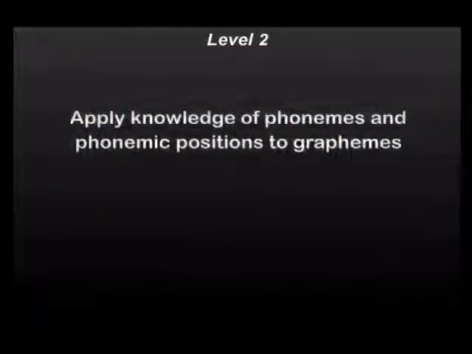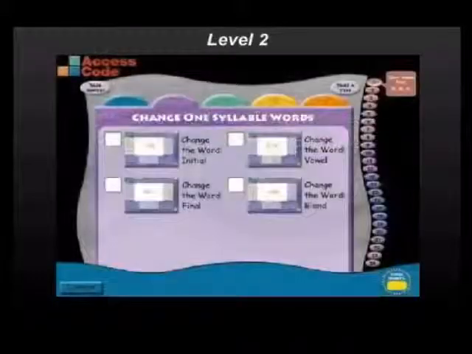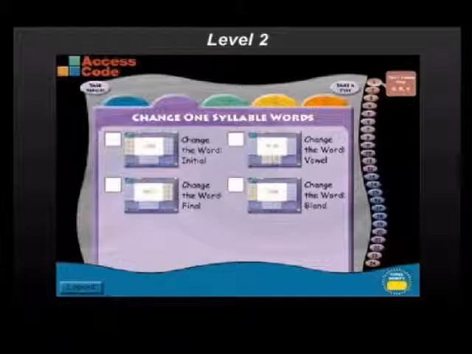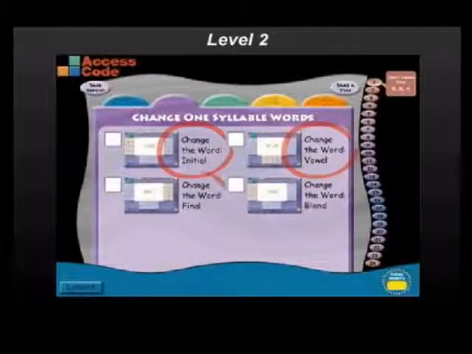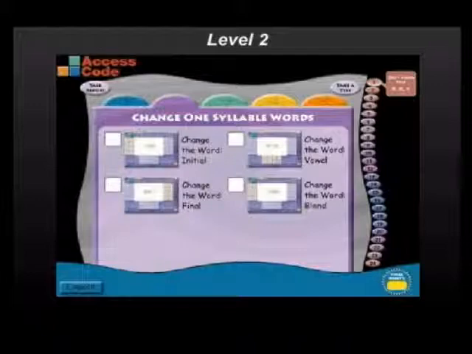In Level 2, students must apply knowledge of phonemes and phonemic positions to graphemes. The tasks involve changing one-syllable words. There are 4 tasks within Level 2: change the word initial, change the word vowel, change the word final, and change the word blend. Varied practice involving context variation is apparent in Level 2.